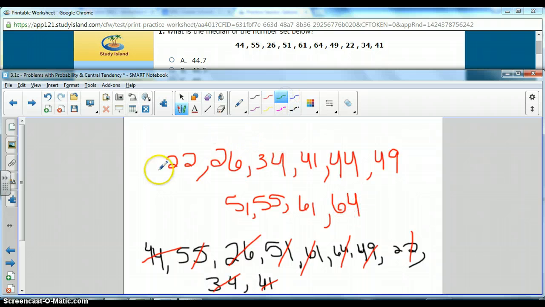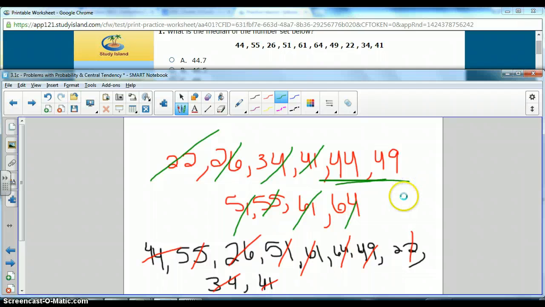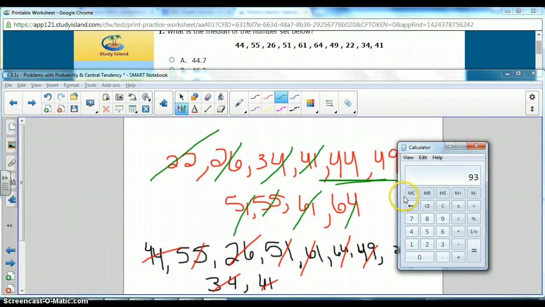So to find my median, I'm just going to do this. Cross off one up here, cross one down here. One up here, one down here. One up here, one down here. Okay, so since I had 10 numbers, I had an even amount of numbers. I have 2 numbers in the middle for my median. So I have to find the average. I'm going to add them together and divide by 2. So 46.5 is my median.